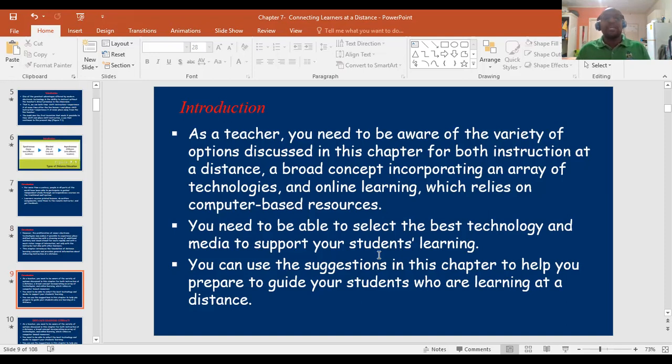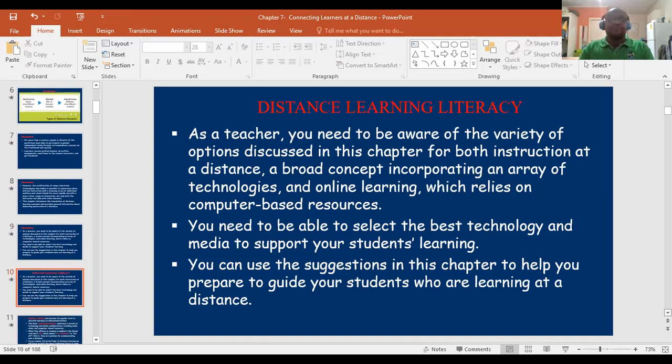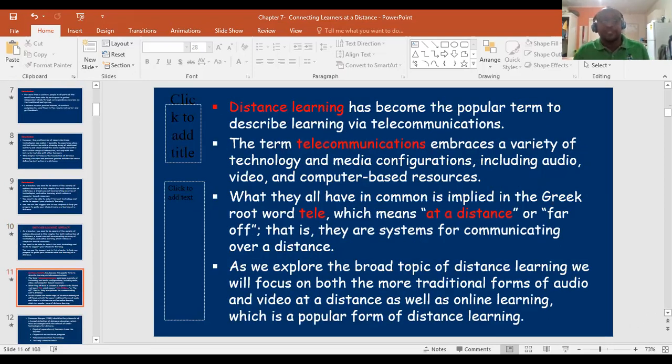So you can use these suggestions that we are going to present to help yourself and also get prepared to guide your students who are learning at a distance, because there are techniques and there are principles that apply. It's not just a matter of teaching and learning, but students also need to understand how this process takes place. Right. So as a teacher, you need to be aware of these varieties of options and then see how you can maneuver around.